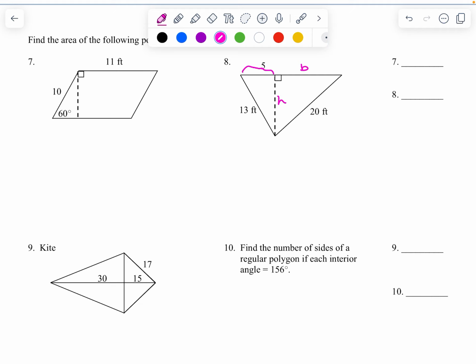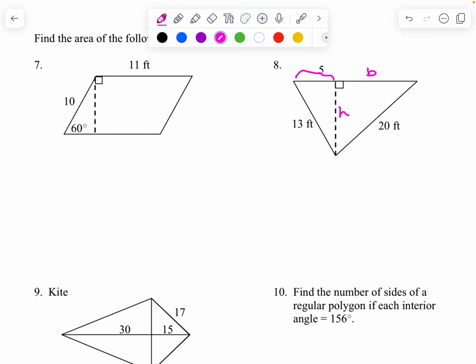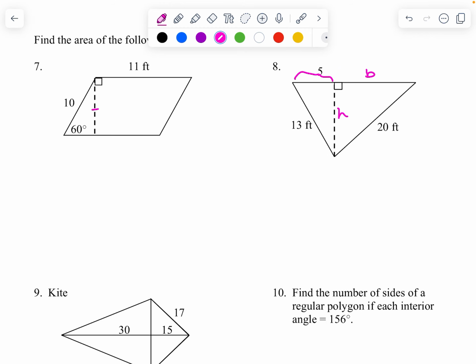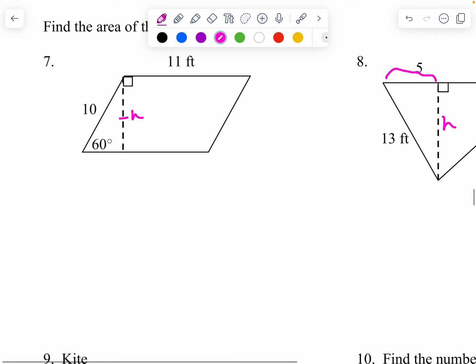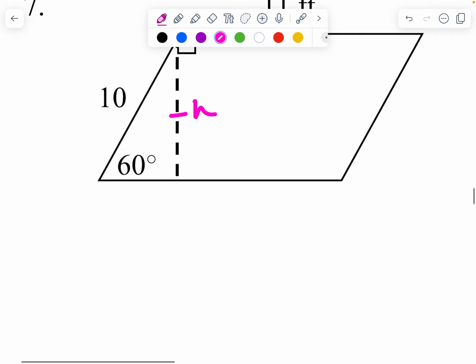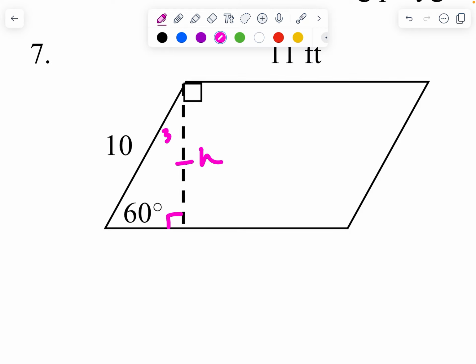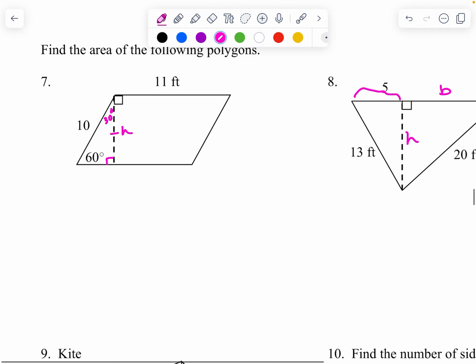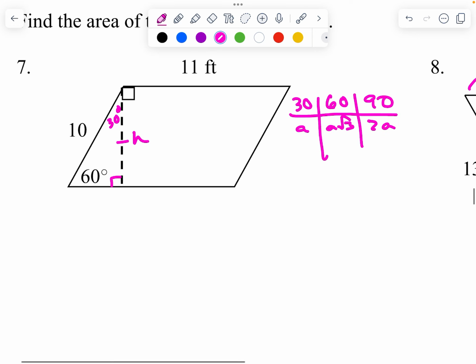I really want to go over maybe 7 because it's got special triangles in it. So when we look here, we need to find the height. So this height here, we need to find. I know that's my height because it's touching my two bases at a 90-degree angle, and it gives us a 60-degree angle there. So knowing that this is a 90-degree angle, this has to be a 30, 60, 90, which means that now we can use our 30, 60, 90, a, a root 3, and 2a ratios to solve.